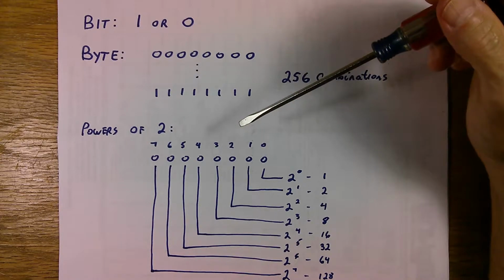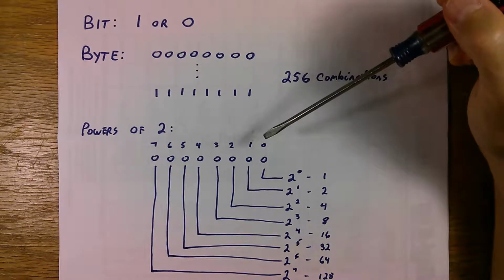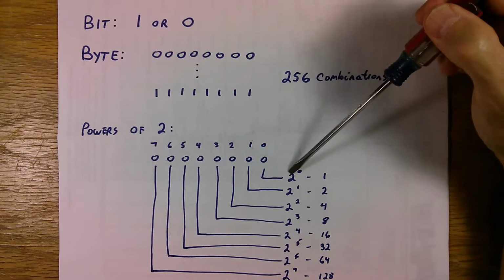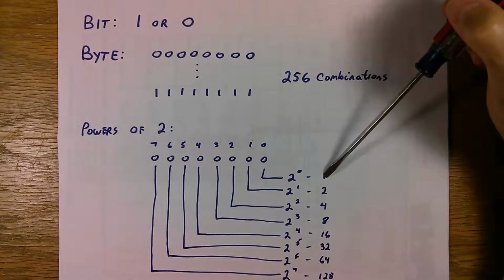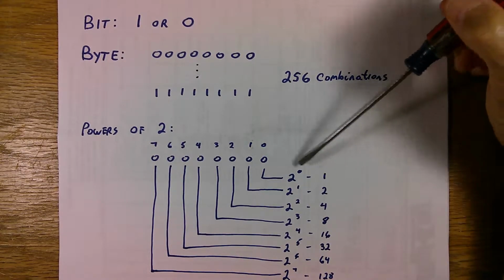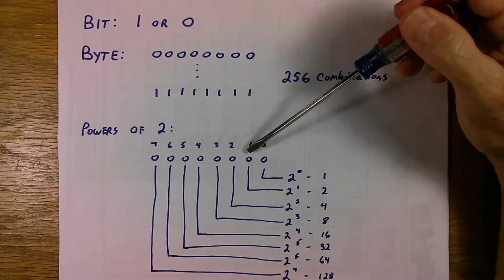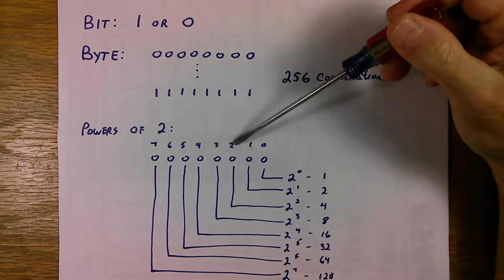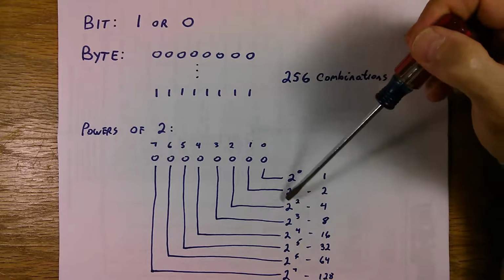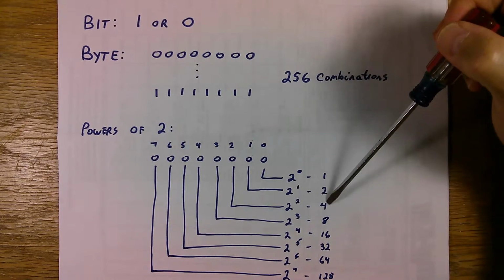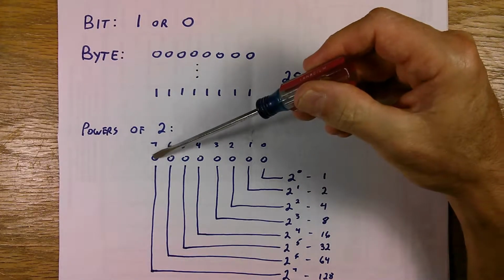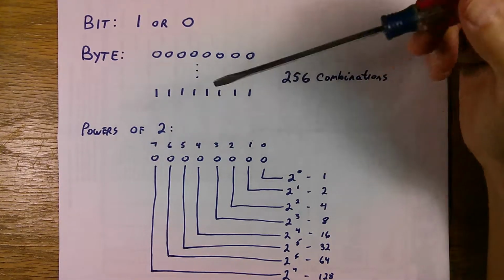In the binary numbering system, we use powers of 2. So this is the 2 to the 0th power, which is the units digit, same as in our decimal system. This one over here is 2 to the 1st power, which is just 2. And over here is 2 squared, or the numbers of 2 squared, which is 4s. 8, 16, 32, 64, and 128, all the way up to here to bit 7.